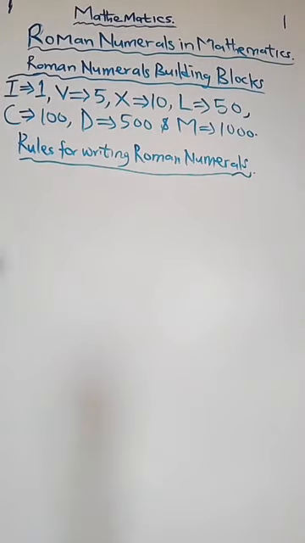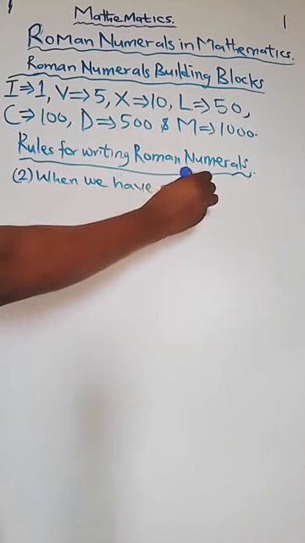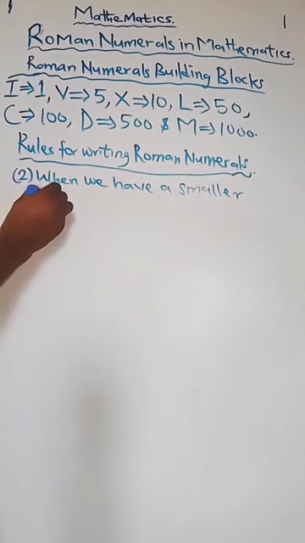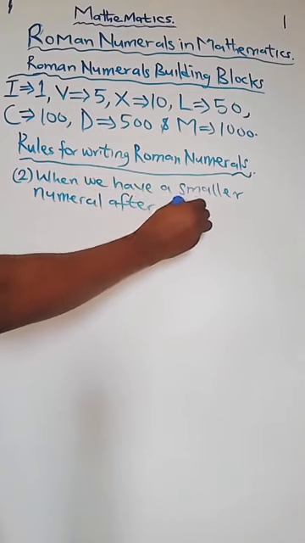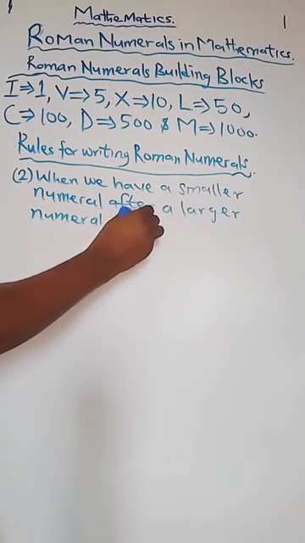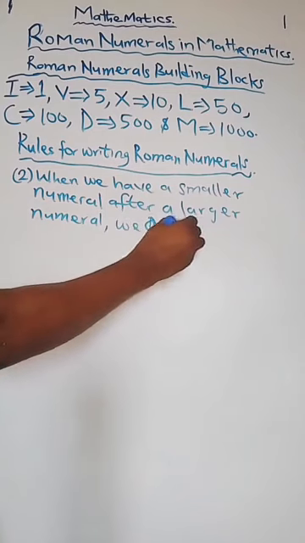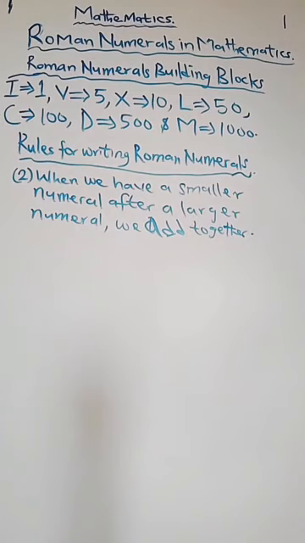Let's look at the second rule. Rule number 2. When we have a smaller numeral after a larger numeral, then we add together. That is rule number 2, which is the second rule. When we have a smaller numeral after a larger numeral, we add together. Let's look at examples to understand what we're saying.